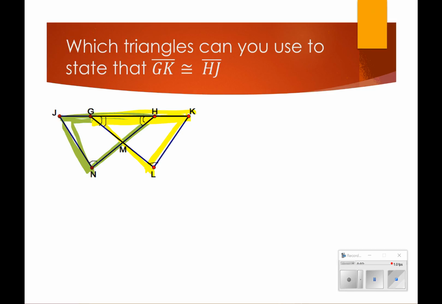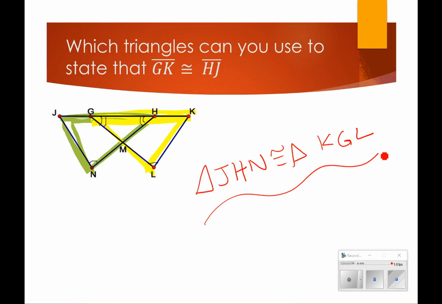All right, and there's a whole bunch of stuff with angle addition that we can use to prove that those are true, but the triangles that we're going to need to prove are triangle JHN, and we're going to have to prove that that is congruent to KGL in order for that to work. And later, probably in the next section, we'll actually do the proof for that.